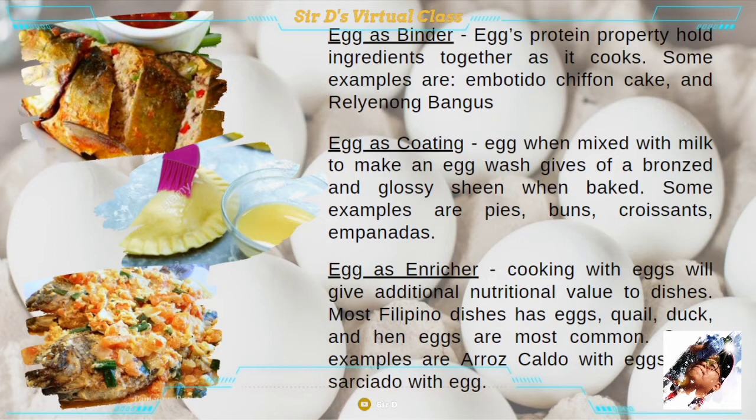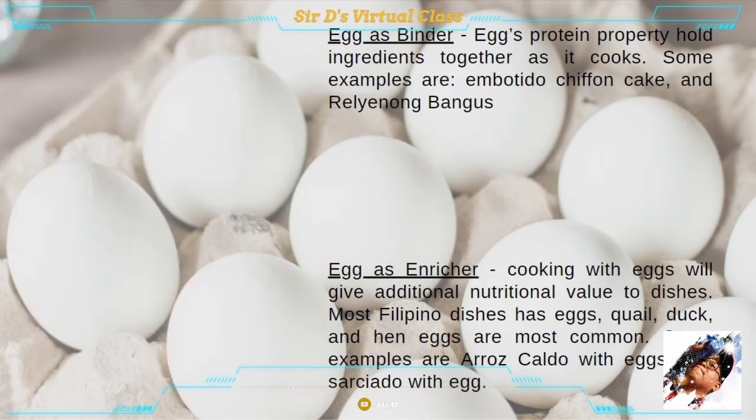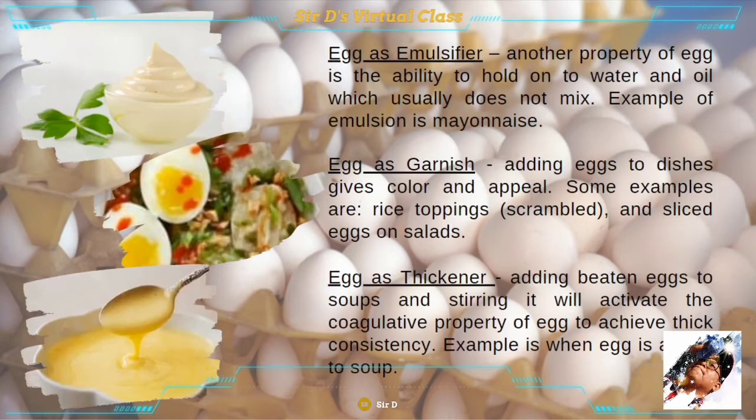Truly, the flavor of the dish will come out better with this enricher. Egg as an emulsifier. Another property of eggs which is very unique is its ability to hold on to water and oil at the same time. This is not usual to any other ingredient, as oil and water cannot mix. When it does, it becomes an emulsion, an example of which would be mayonnaise.